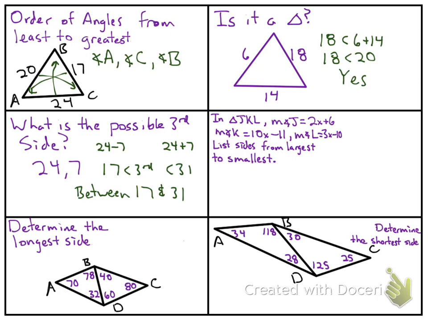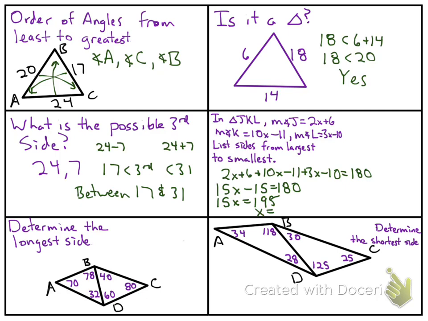So I know all three angles have to add to 180. So 2x plus 6 plus 10x minus 11 plus 3x minus 10 equals 180. So we have a 15x minus 15 equals 180. So it becomes 15x equals 195. We then get x is 13.